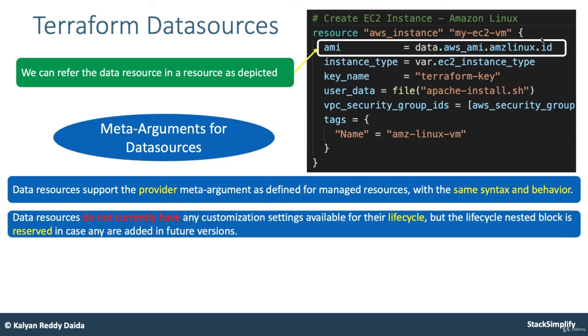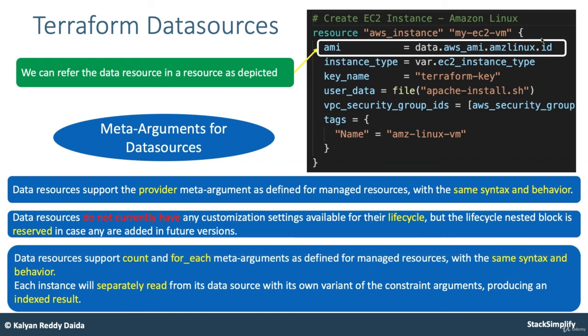So the next thing is, data resources do not currently have any customization settings available for the lifecycle, but the lifecycle nested block is reserved. So with that said, data resources don't support the lifecycle meta argument. And finally, data resources support count and for_each meta arguments as defined by managed resources, with the same syntax and behavior. Each instance will be separately read from its data source with its own variant of the constraint arguments, producing an indexed result when we use count or for_each with data resources. So that's what count and for_each do, and that's what is mentioned here.